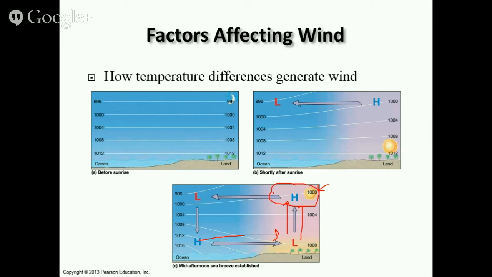That means high pressure aloft must flow to low pressure aloft that's above high pressure at the surface. So here's what's a little confusing. This is all aloft.